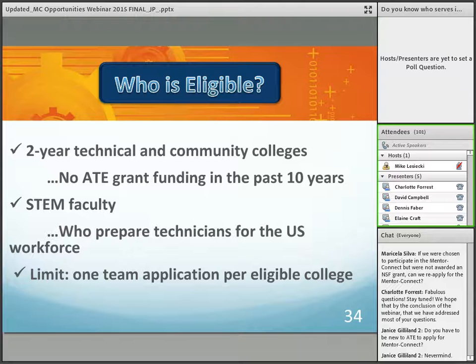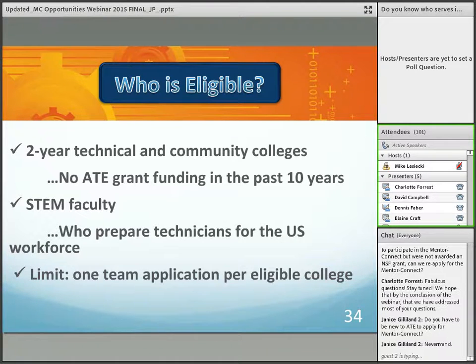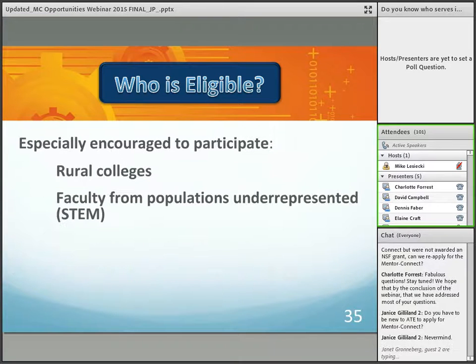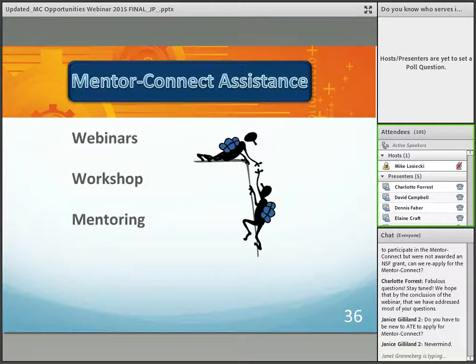While your college is welcome to submit more than one grant to NSF for those new to the ATE program, you should be aware that those teams would actually be in competition with one another, as well as the pool of other applicants for ATE funding. So you do want to consider which team could benefit most from the mentoring and proposal assistance opportunity offered by MentorConnect before applying. And as a strong emphasis, we are particularly encouraging applications from rural colleges and faculty teams from populations that are underrepresented in STEM areas. That's a target focus of MentorConnect as well.